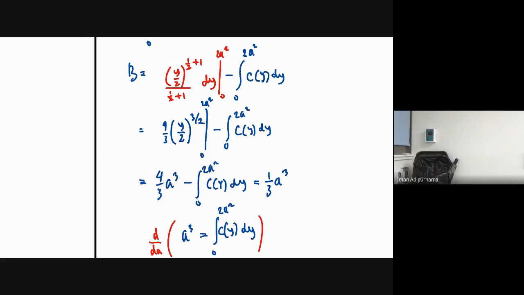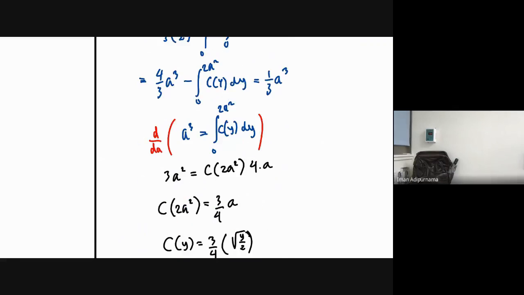You plug in, you get 4/3a squared, a cubed, and this still c with integrations, and it's equal to a, right? The area a. So to solve that, we solve 1/3, and it will be a cubed is equal to these integrations, right? And to remove the integrations, we can use the fundamental theorem of calculus. We derive this whole integration.